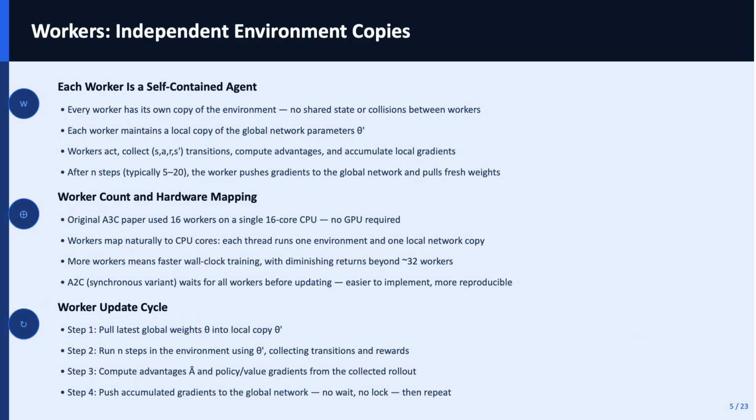Each worker in A3C is a fully self-contained learning agent. It has its own copy of the environment, its own local copy of the global network's parameters, and its own short-term memory for storing the transitions it collects. A worker follows a simple 4-step cycle: copy the latest global parameters, run for a fixed number of steps collecting states, actions, and rewards, compute the advantage-weighted gradient from the experience, and push the gradient back to the global network. Then it immediately repeats.